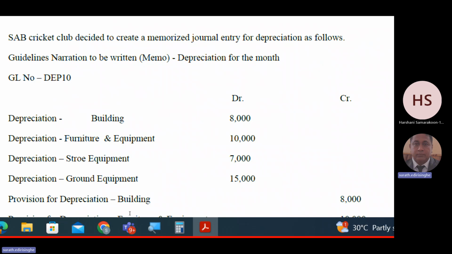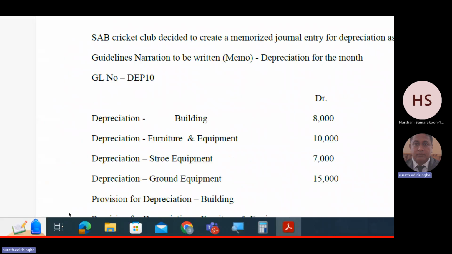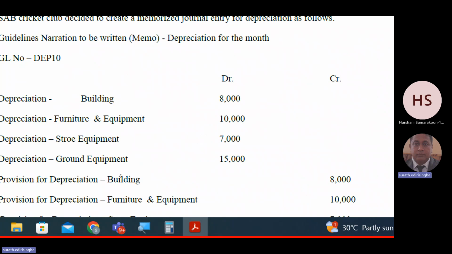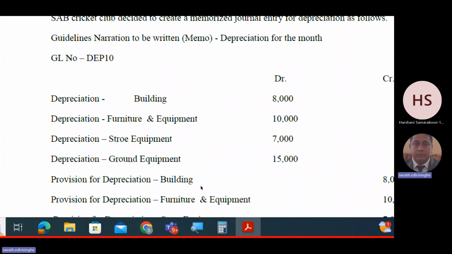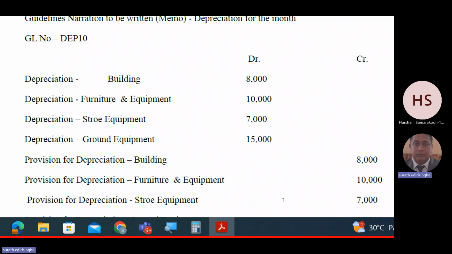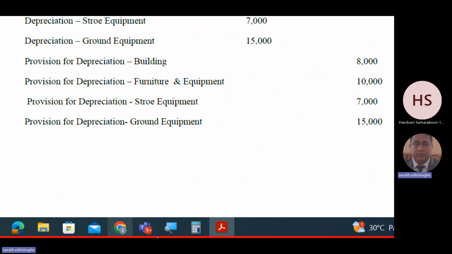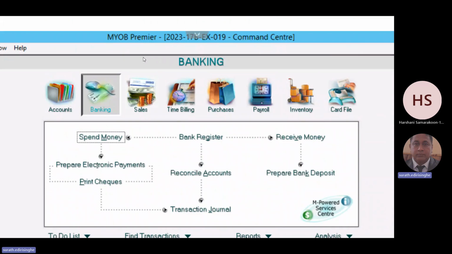Right. Look at the depreciation for the month, memo, and everything. DEP 010 is given. Look at here. Repeat large transaction. Building is not depreciated but the land can amortize. Furniture and equipment, store equipment, ground equipment, and credited to your accumulated depreciation. Right. Tell me the amount and record with me.